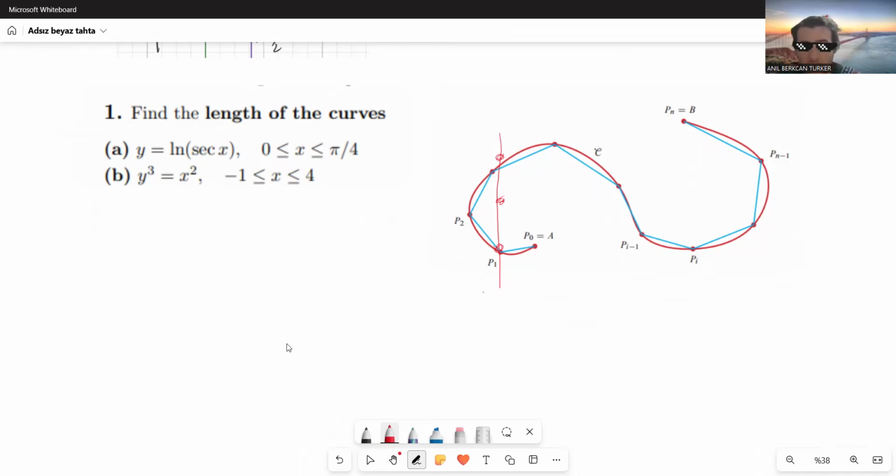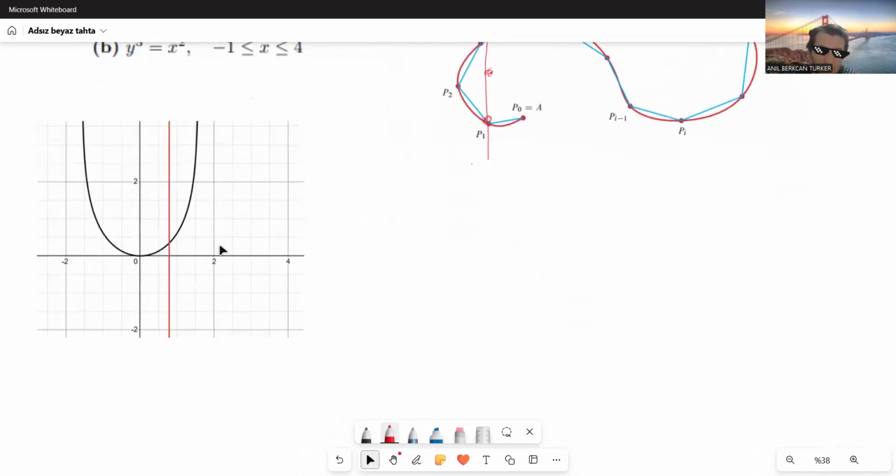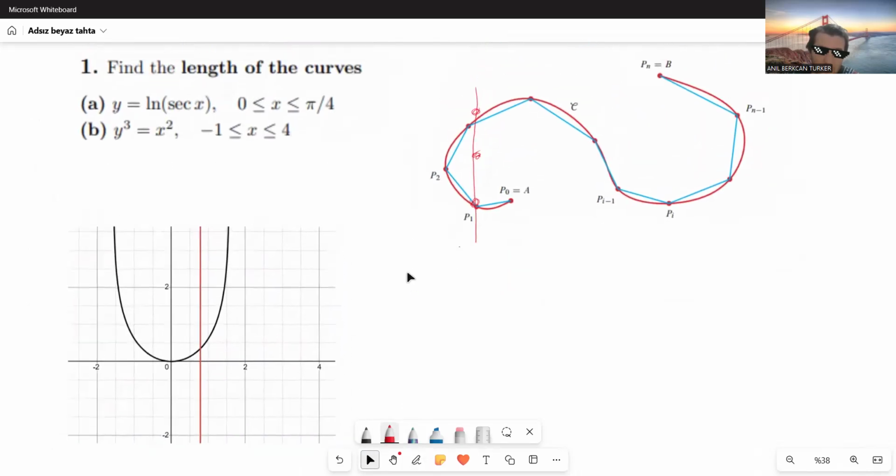ln secant x between 0 and pi over 4. This is part A. Y equals ln secant x.